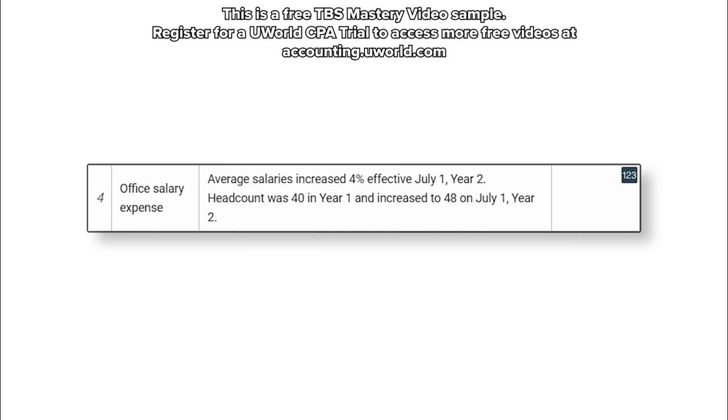How about office salary expense? So the notes indicate that average salaries increased 4% effective July 1st, year 2.